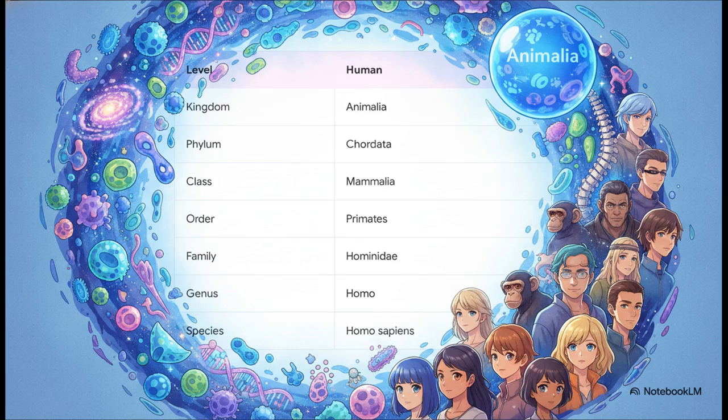Let's make this abstract concept instantly concrete by looking at ourselves, the human example. We belong to the kingdom Animalia. Down we go to the phylum Chordata, class Mammalia, order Primates, family Hominidae, genus Homo, and finally our specific species, Homo sapiens. Literally every identified living thing on Earth has a 7-level address just like this.